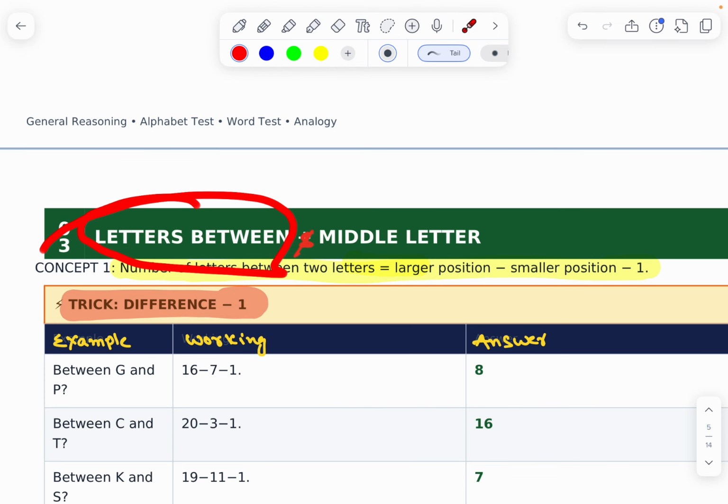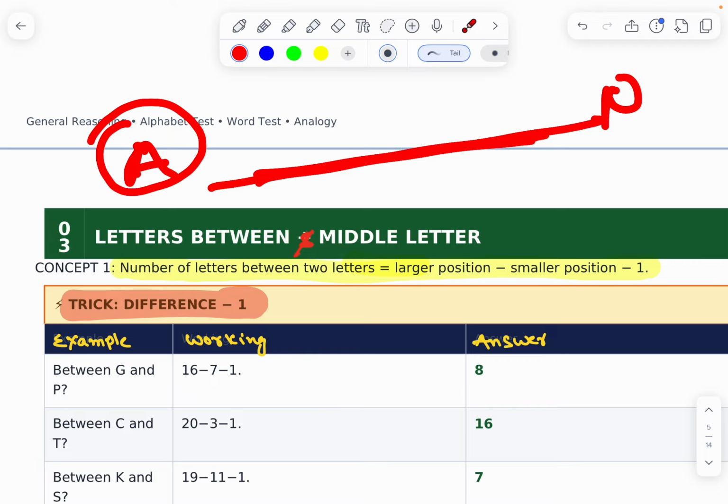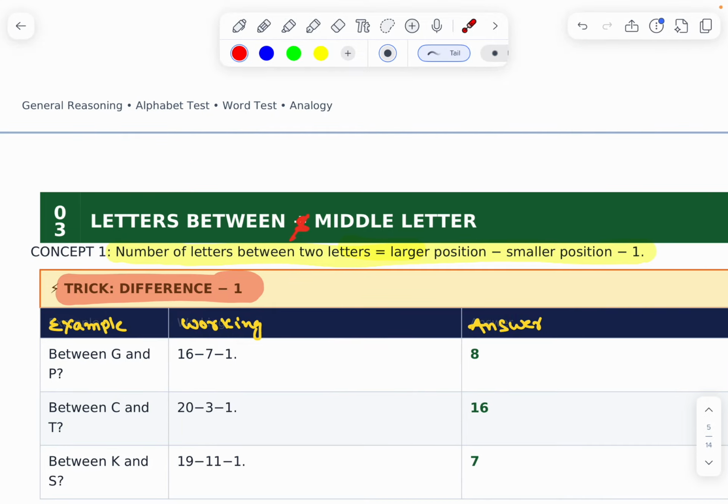Letters between. Okay. Suppose they are asking some letter question: how many letters are between A and N? Simple technique. First of all, the number of letters between two letters is the larger position minus the smaller position minus 1. This is the most important technique.